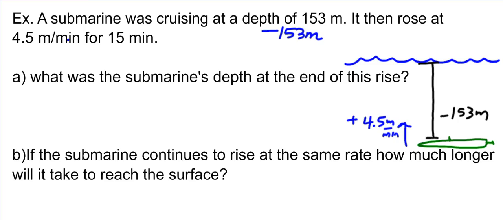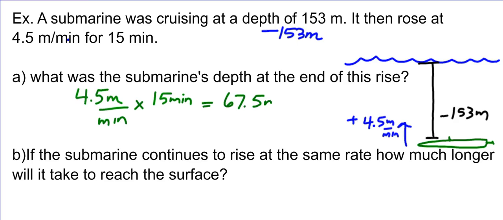So it's going up 4.5 meters every 1 minute, and it does this for 15 minutes. So it does this 15 times. So we multiply, and so the submarine rises 67.5 meters. So that's how far it's come up.